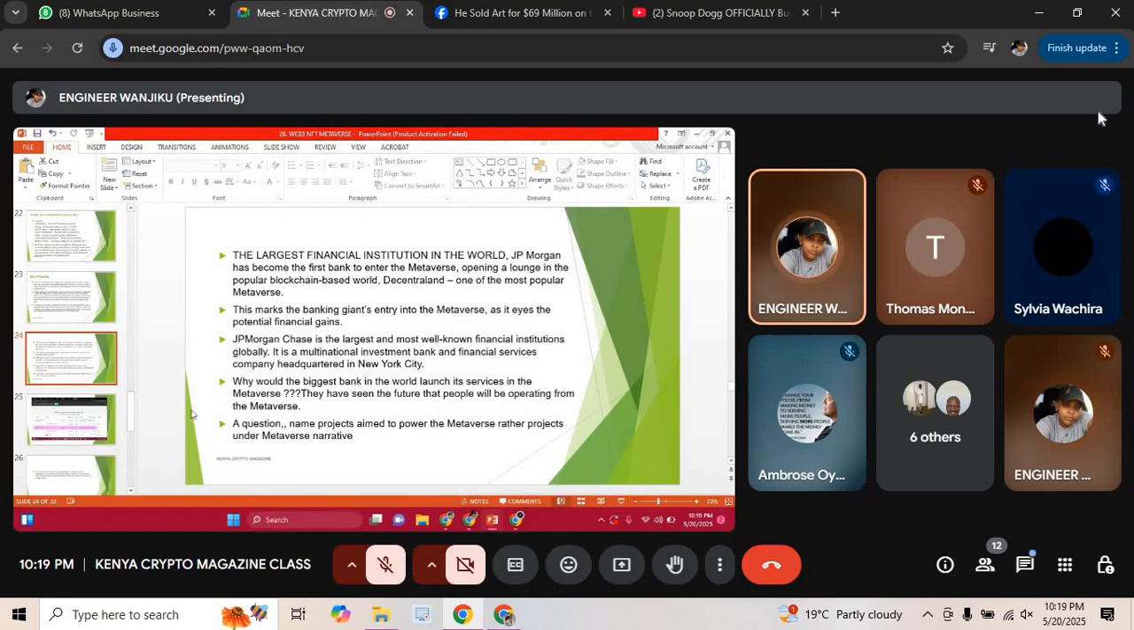So a question: name projects aimed to power the metaverse, or rather, projects under the metaverse narrative. Before you even answer, someone name any type of crypto narrative they know and give us an example of a token under that narrative. I'll start. Layer 1, we have Bitcoin and Ethereum. Layer 1 is the crypto narrative, and the examples of tokens under it are Bitcoin and Ethereum.